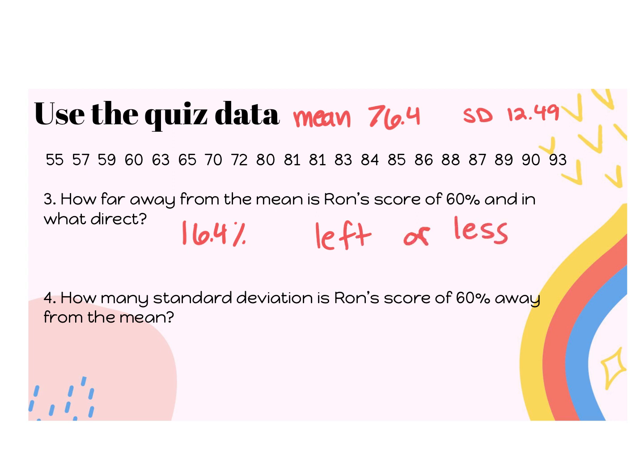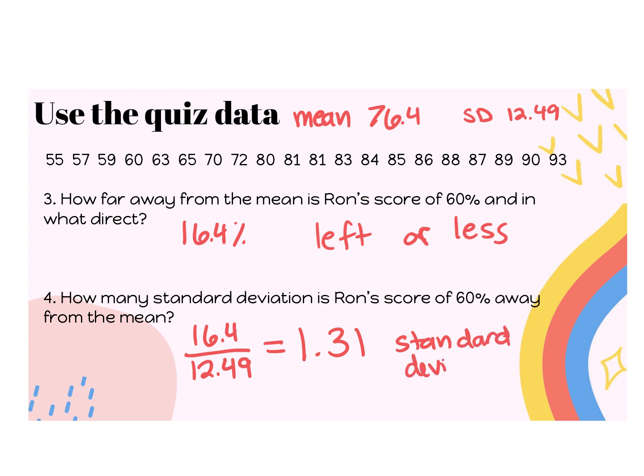Okay. So how many standard deviations away is Ron's score? We would take that 16.4 and divide it by our standard deviation. That would give us 1.31. So Ron is 1.31 standard deviations to the left.